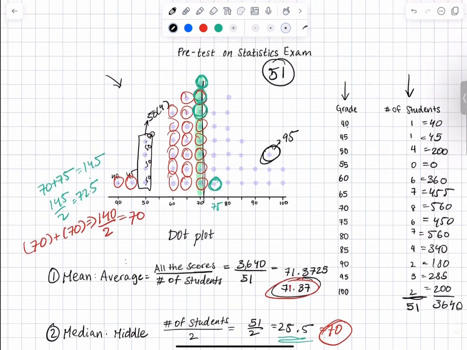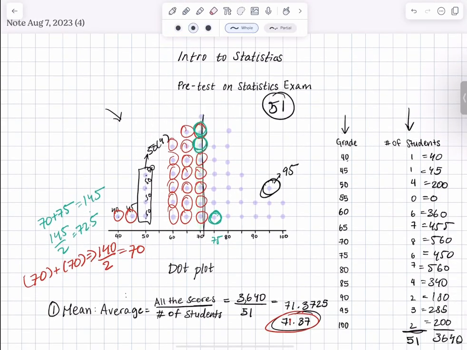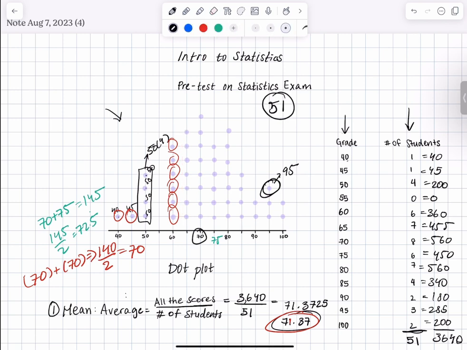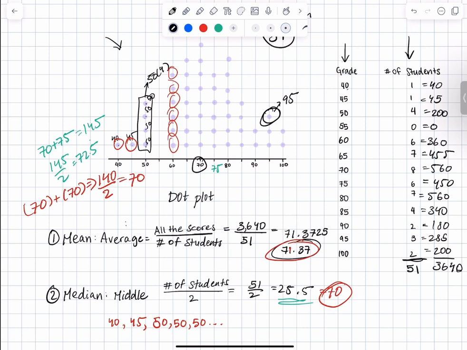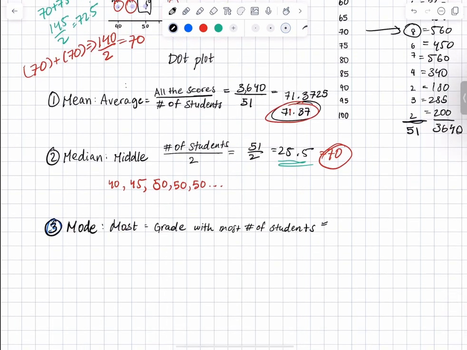So if we go back to the data plot, let's clean this up a little. Okay, so you can see that clearly the number 70 has the most number of students. You can look back to the data table right here, and 70 has the most with 8 students. So this would be 70 because 70 has the most number of students. You're looking at the grade, so that would be 70. So we got the same answer for these 2 questions.